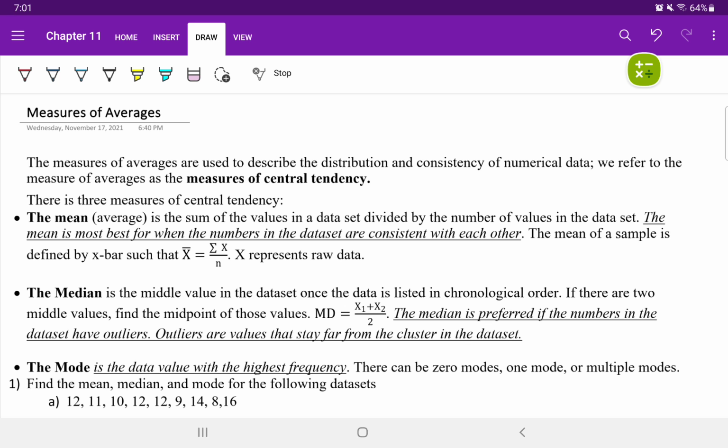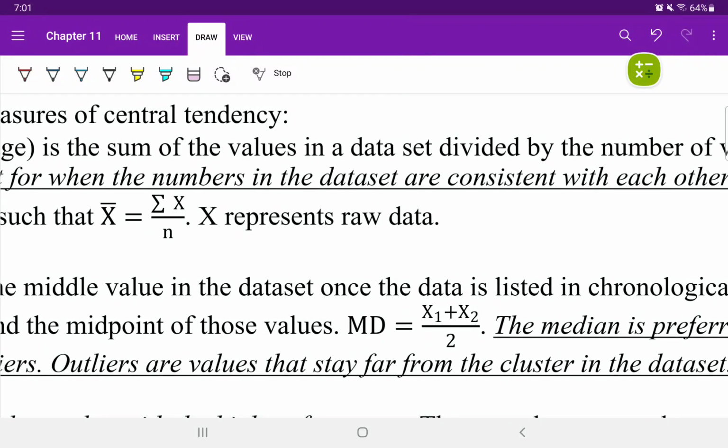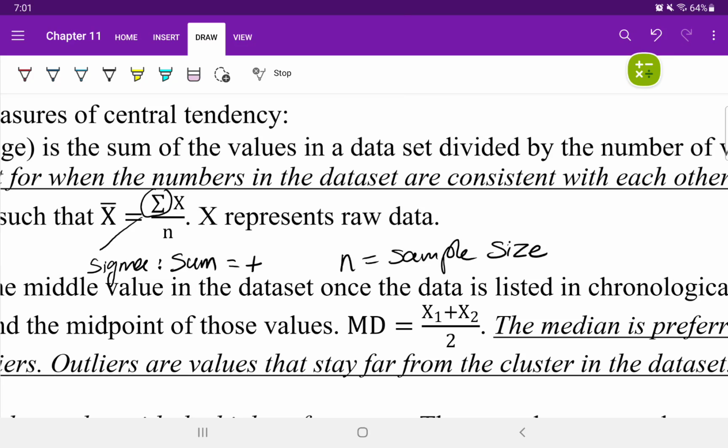Now, the mean of a sample is defined as x bar, such that x bar is equal to the sum of x divided by n. This symbol right here means sigma, that is capital sigma, and that means sum. Sum means to add. X is your data values, your raw data. The sum of your data values is divided by n, and n is your sample size. It represents how many data values are in your data set.